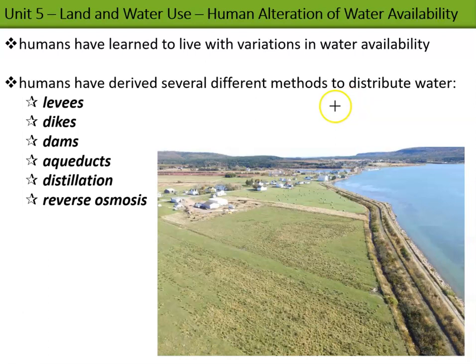So humans around the world have learned to live with variations in water availability. Every single biome, every environment that humans live in, does not always have the same amount of water available to those humans that settle there. So humans have derived several different methods to distribute water to help them with whatever it is that they're trying to do in a particular location. So they have done things like build levees and dikes, dams, aqueducts, and they go through some processes to get potable water that may not be available, such as distillation and reverse osmosis.